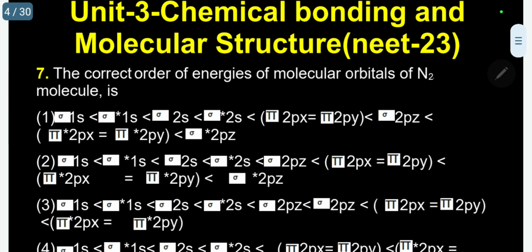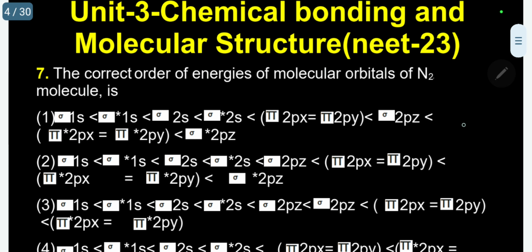So the 7th question I am starting. It was asked in NEET 2023, given within brackets. Question is, the correct order of energies of molecular orbitals of N2 molecule is. So what they are expecting, you must know the energy diagram for nitrogen molecule, how the nitrogen molecule is formed.